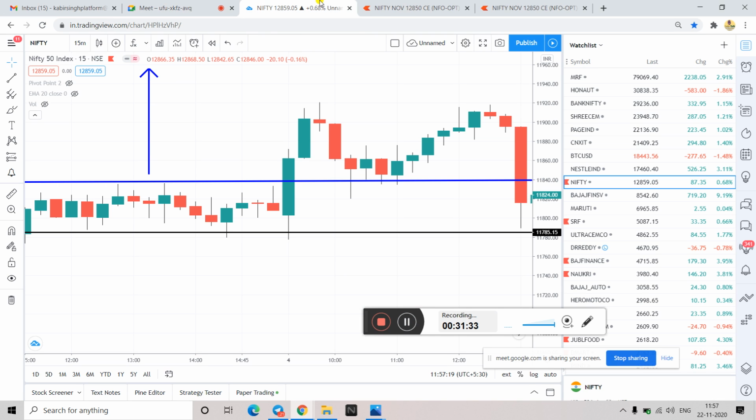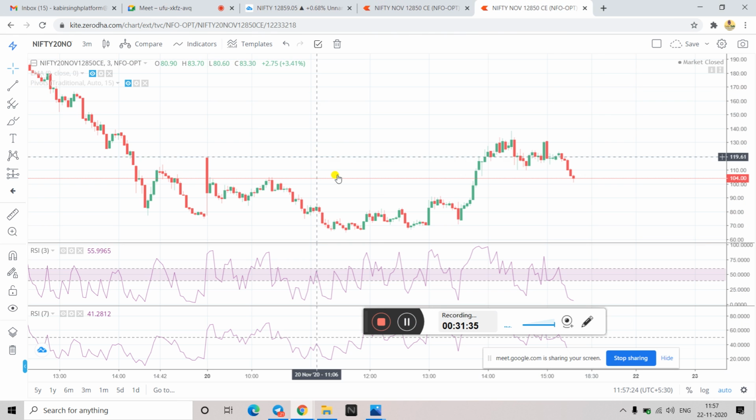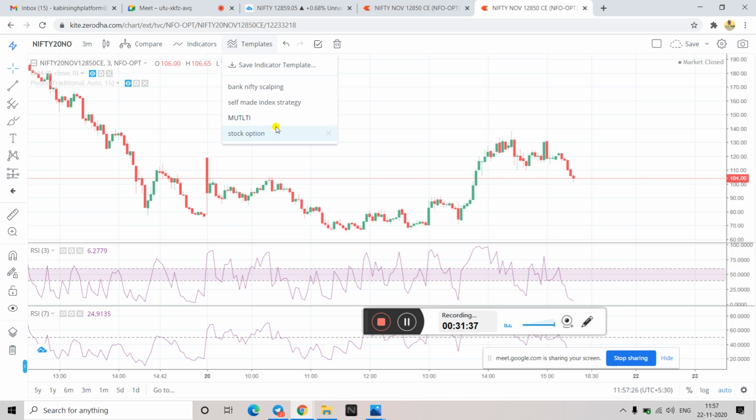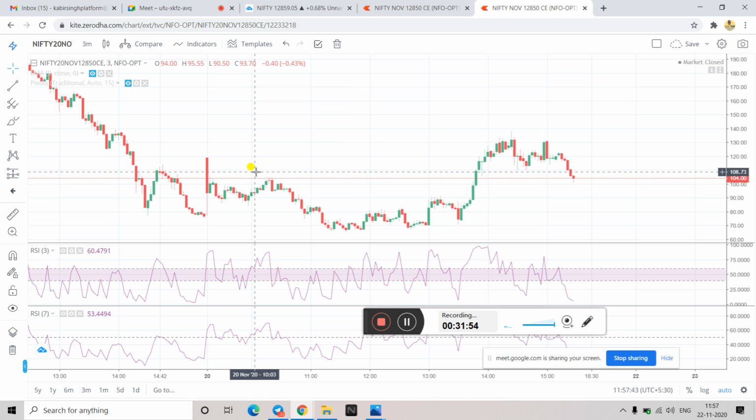Understood, guys. I have just applied the template. You can save this template the way I have saved it. Just save this template. I'll share the PPT with you. I hope all of you have Upstox and Zerodha, where the charting is good. If you have those two brokers, I think they are very good for charting if you are not using TradingView.